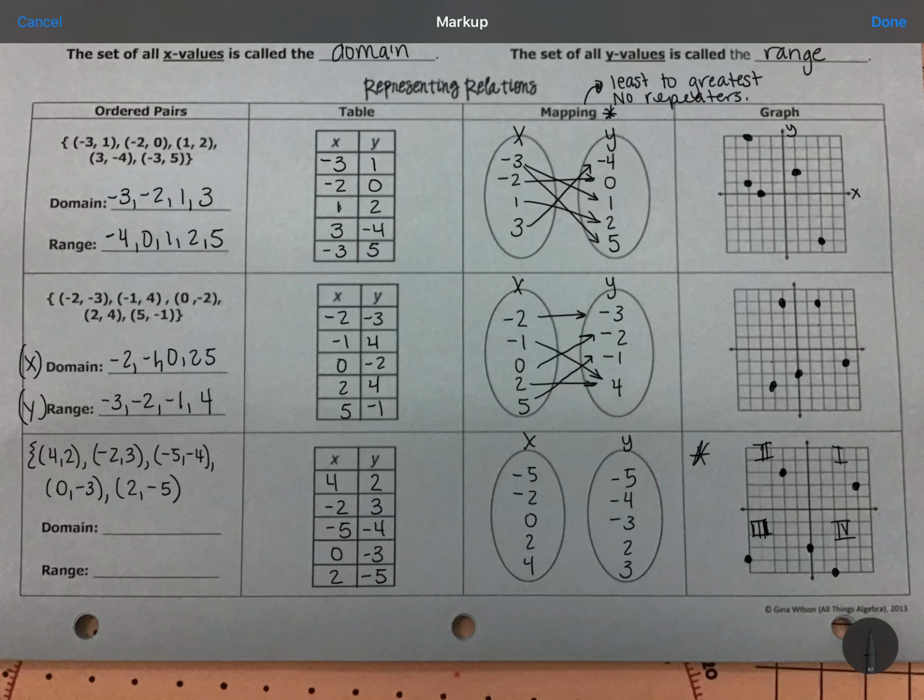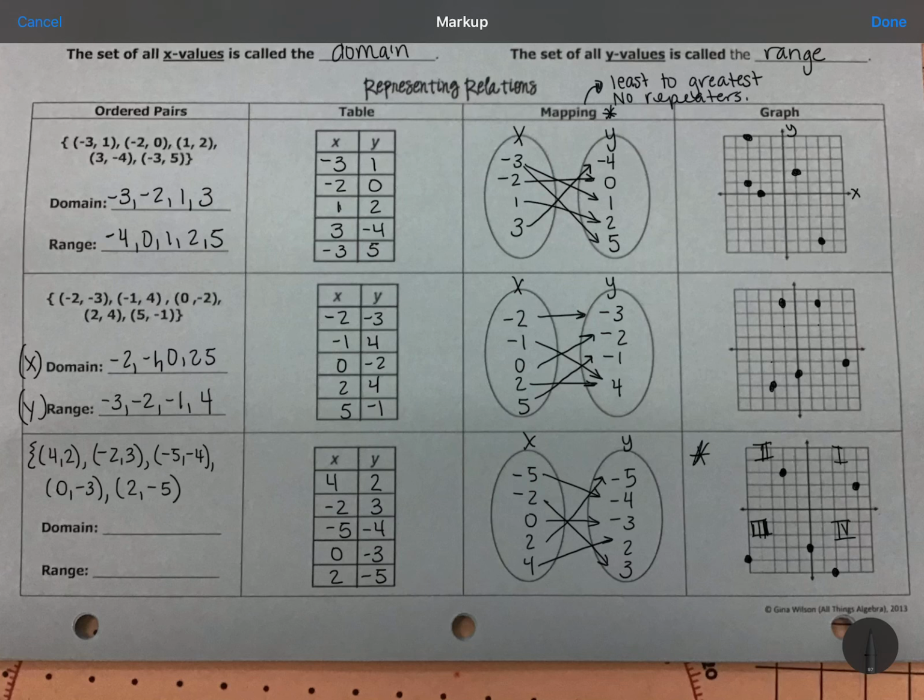Now I'm going to connect. Let's see here. 4 goes to 2. -2 goes to 3. -5 goes to -4. 0 to -3. And 2 to -5. So that is what that mapping looks like.